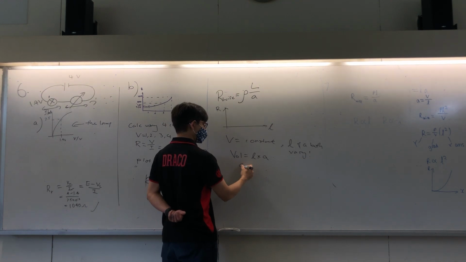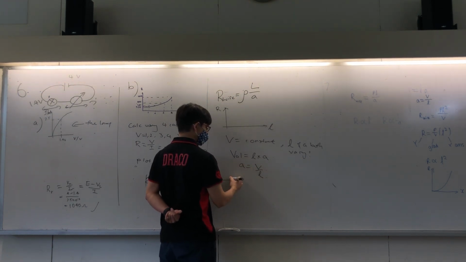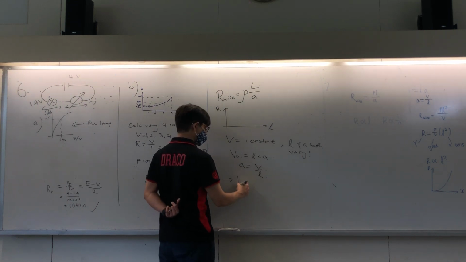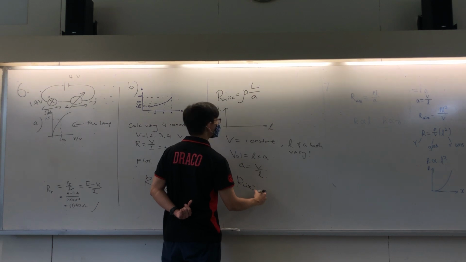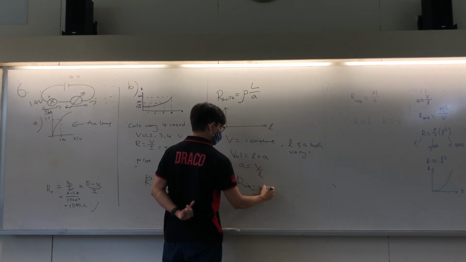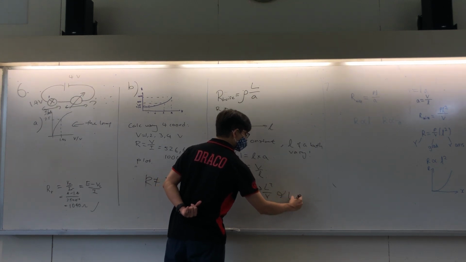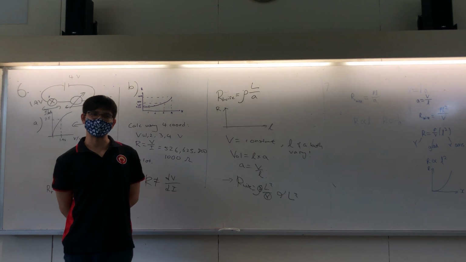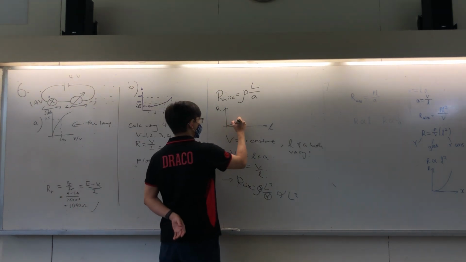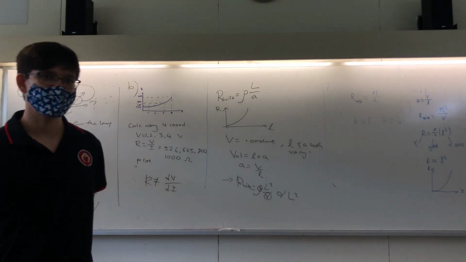Then you make A the subject. Volume over length. Then sub back into my equation. So there's only one variable, this is a constant, this is a constant. So it's proportional to L squared. So we should get a quadratic graph. Okay, the closest to a quadratic graph is C.